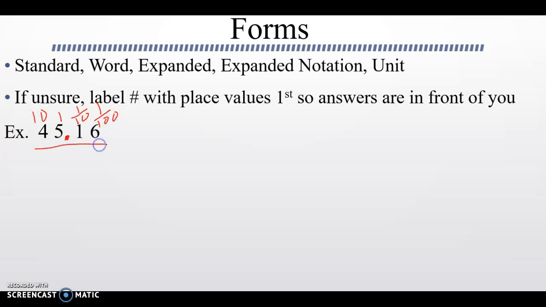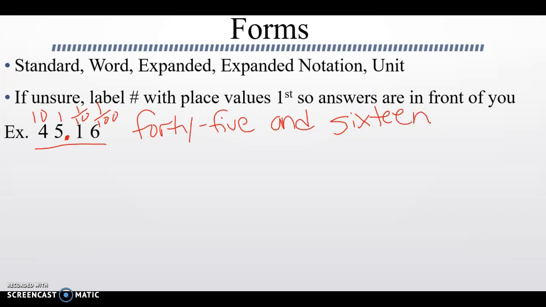Standard form, already given. Word form, write what you say. 45. When you see the decimal point, you say and. When you get behind the decimal point, say the number that you see. So we see the number 16. And the place that you will say is the last digit wherever it's sitting. So the 6 is sitting in the hundredths place. So that's how you read it. 45 and 16 hundredths. Okay, that's the word form.